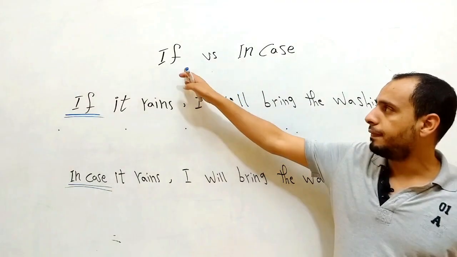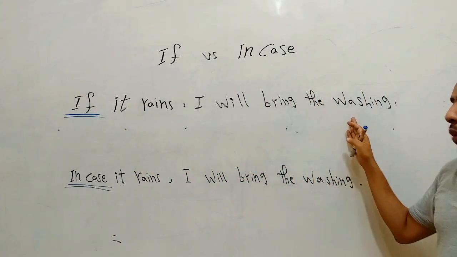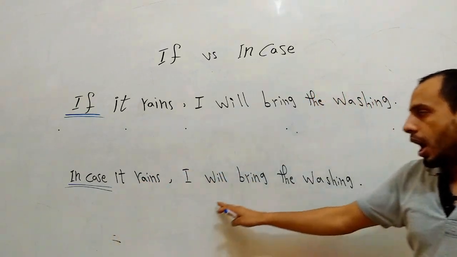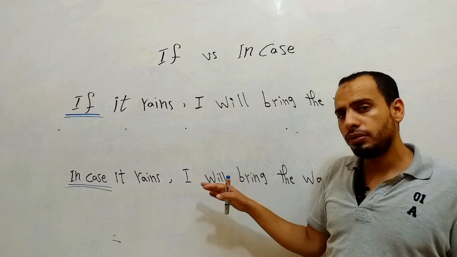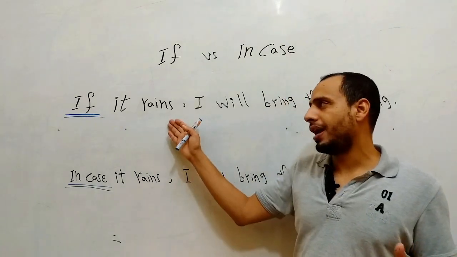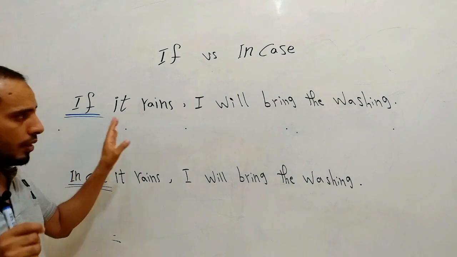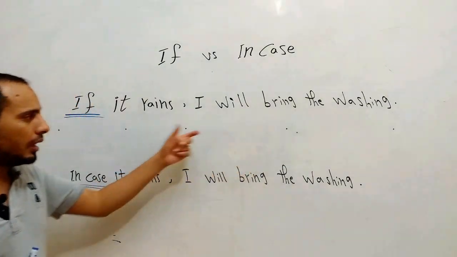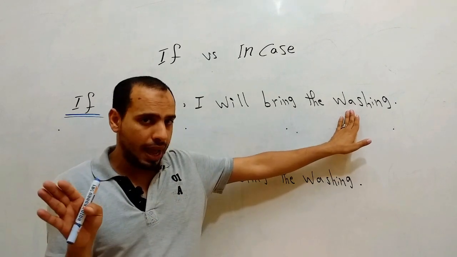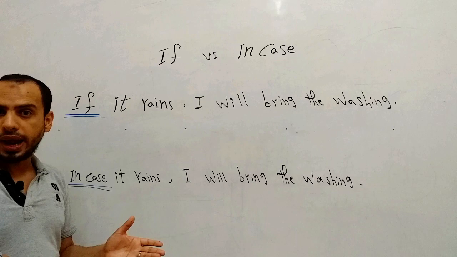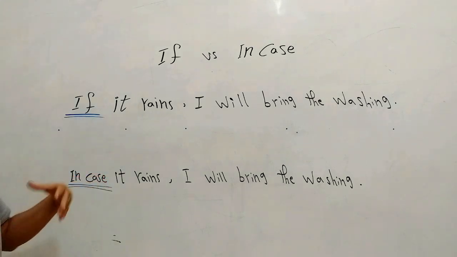Now about the difference between if and in case. Take a look at these examples. If it rains, I will bring the washing, and in case it rains, I will bring the washing. Now, is there any difference between if and in case in these examples? Well, as I told you previously, we use if for things that may or may not happen. If as a conditional shows that the action itself won't happen unless the if clause happens. So the action itself, bring the washing, won't happen unless it rains. If it doesn't rain, I won't bring the washing.